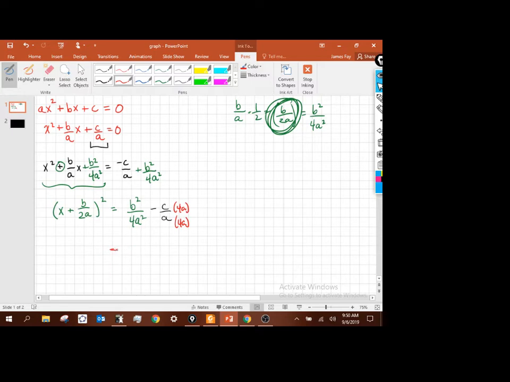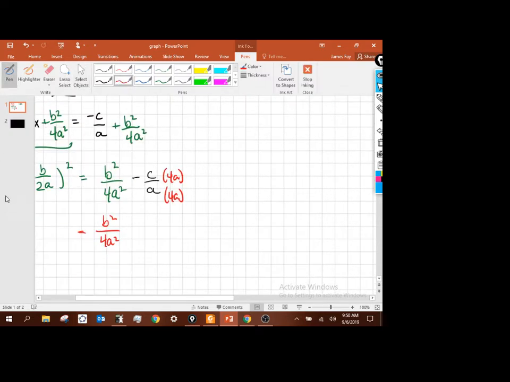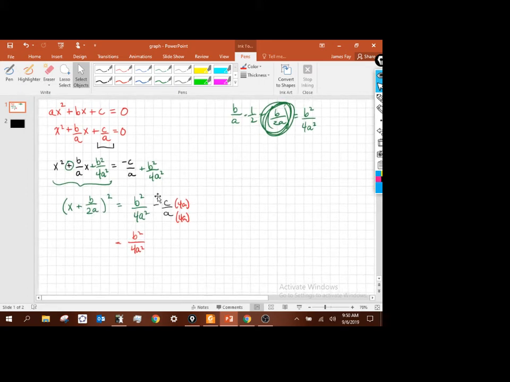So when I do that, the right-hand side turns into B squared over 4A squared minus, now I'm going to multiply these three terms together. I'm just going to conveniently rewrite it as 4AC. You can write it whatever you want to, any order, but 4AC I think makes sense for it. And this would be 4A squared. Left-hand side still x plus b over 2a squared.